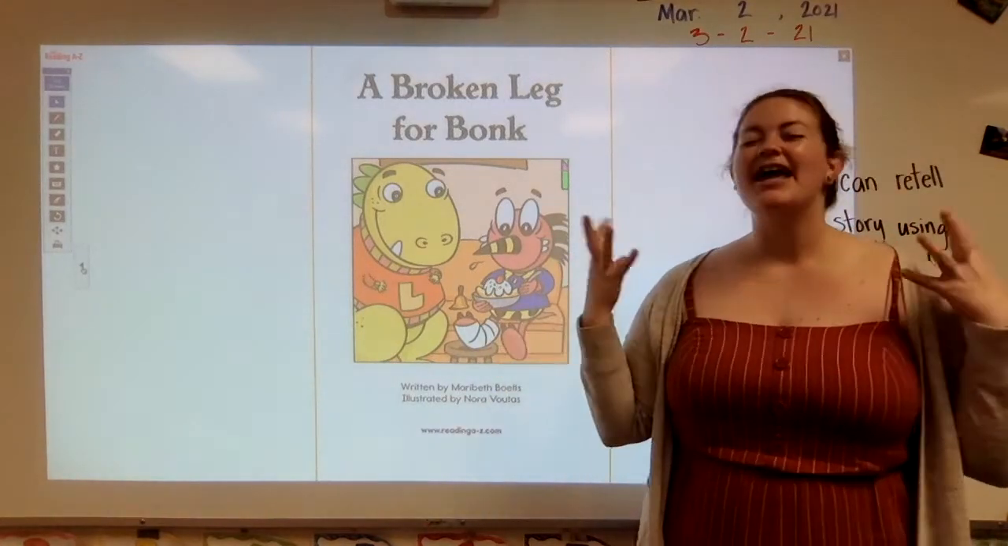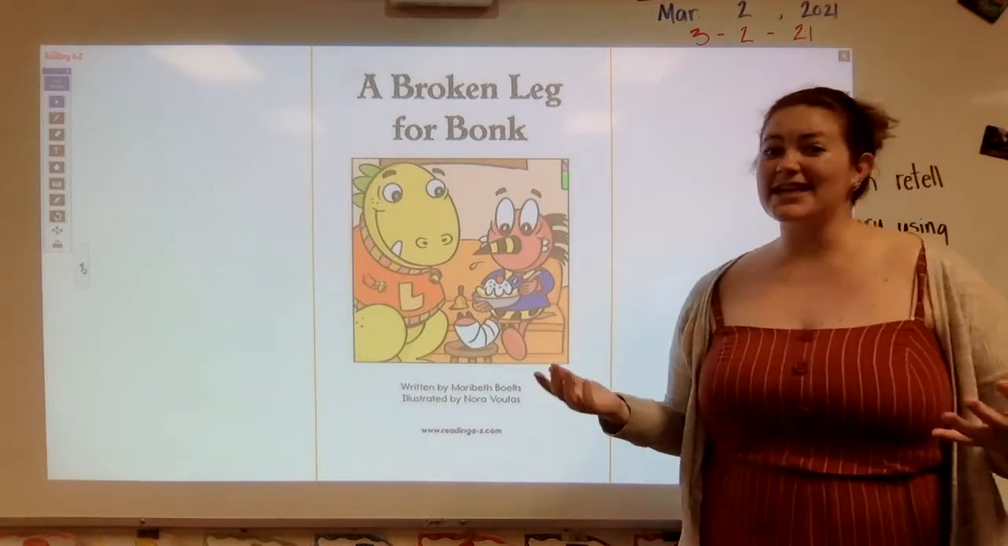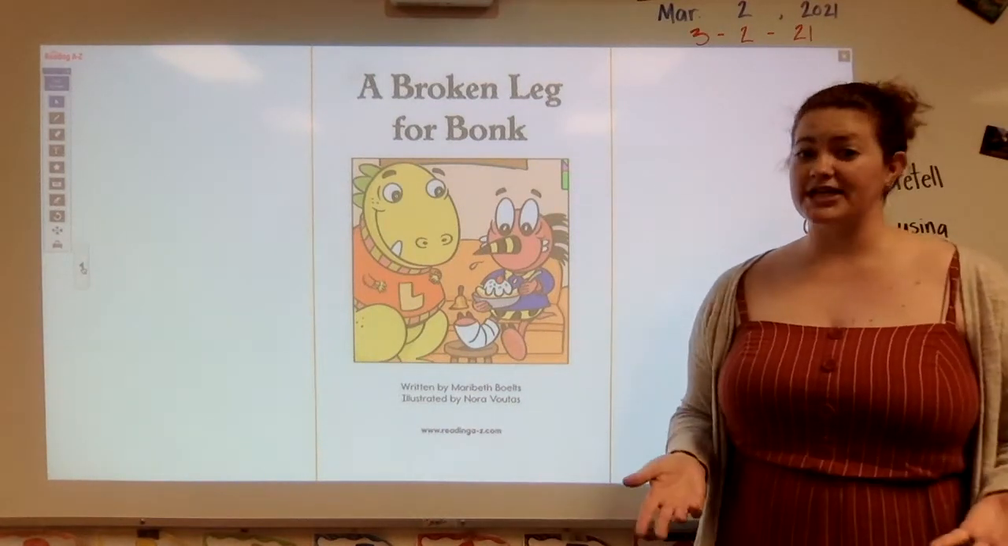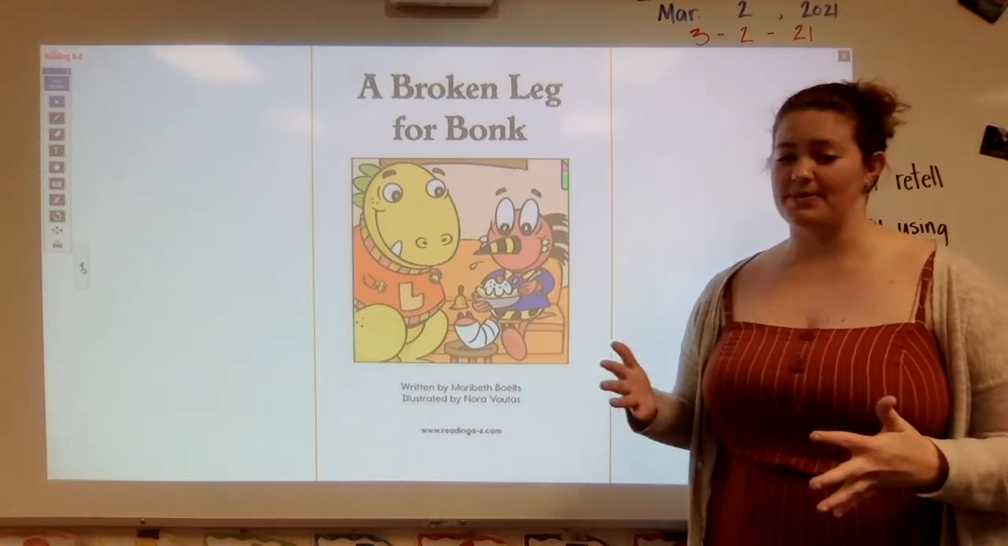We're going to have to read, but it's important that when I'm reading a book, I can stop and look at the pictures and think about what the text is saying to make predictions and inferences all throughout the book.